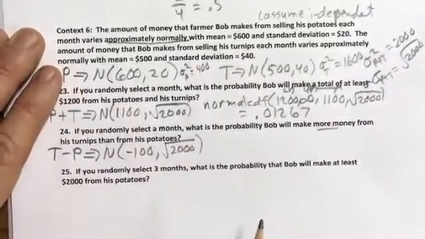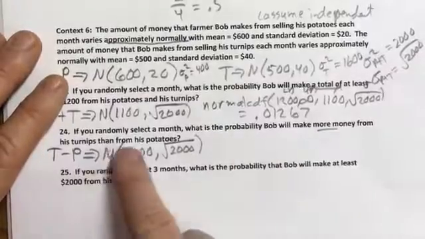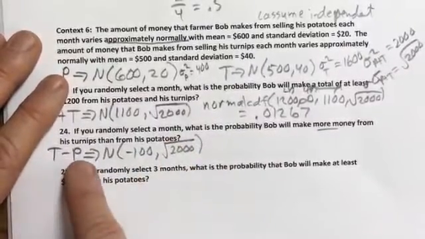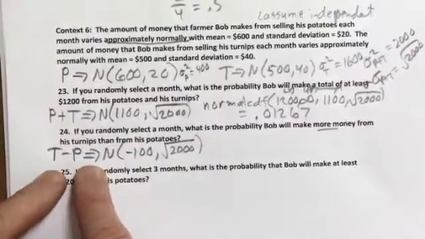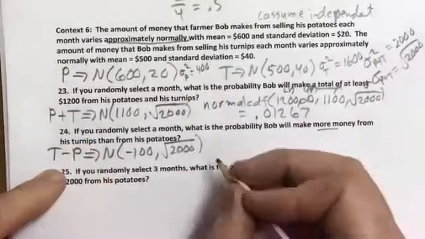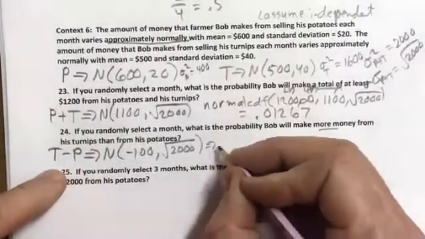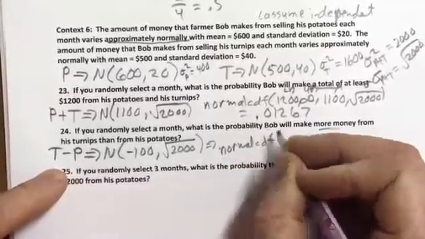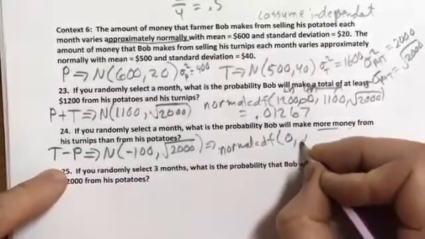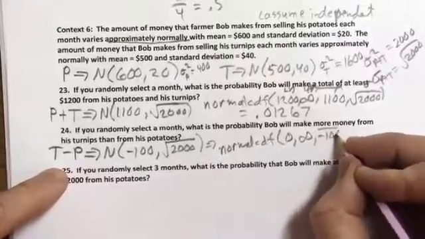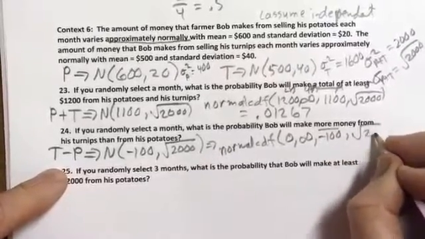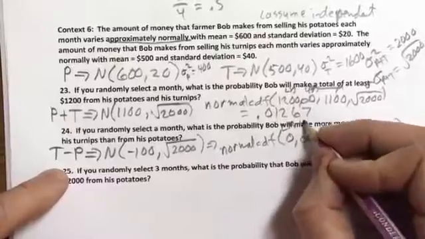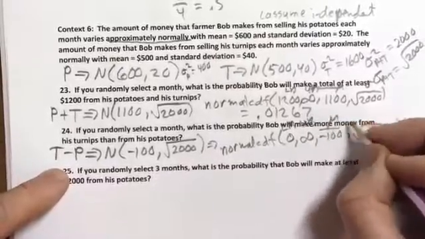And so then you say, all right, what's the probability they make more money from turnips than potatoes? Well, turnips minus potatoes would be positive if T is more than P. And so we do normal CDF with the positive numbers. Normal CDF, 0 to infinity. Our mean is negative 100, our standard deviation is root 2000. And let's label those LB for lower bound, UB for upper bound, mu and sigma.